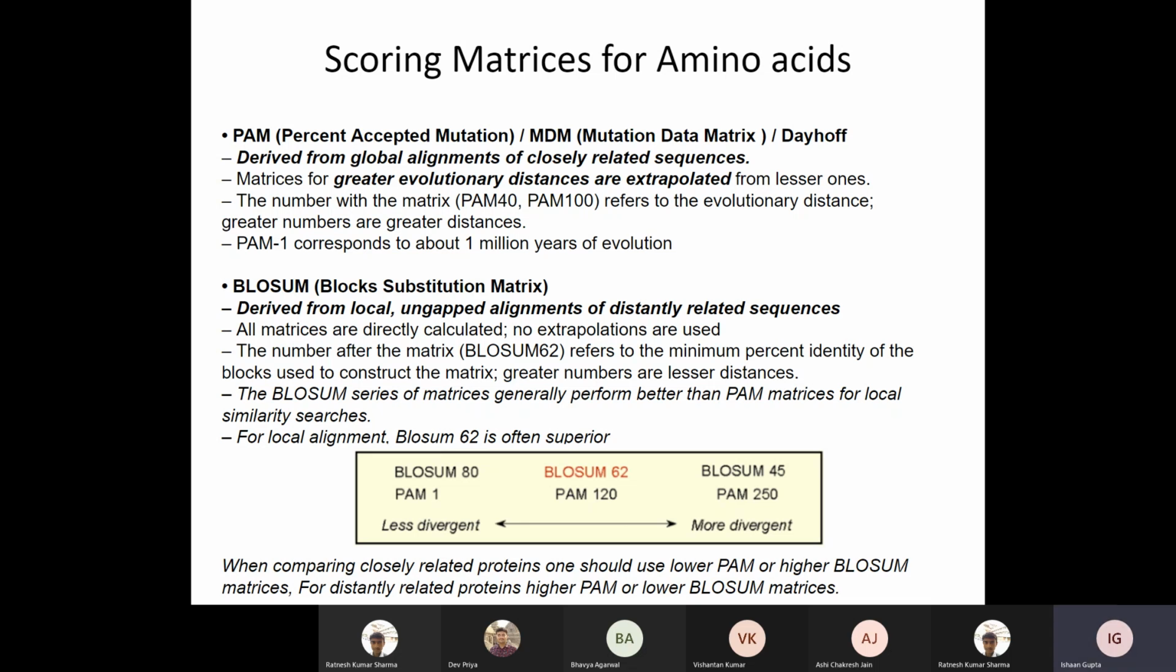But there are still some outlier cases, some rare cases where the sequence can be different. So this is something which is coming up. This is an active area of research: to make matrices or scoring schemes which are based on function rather than purely sequence.